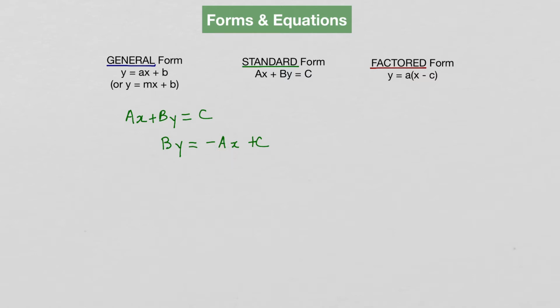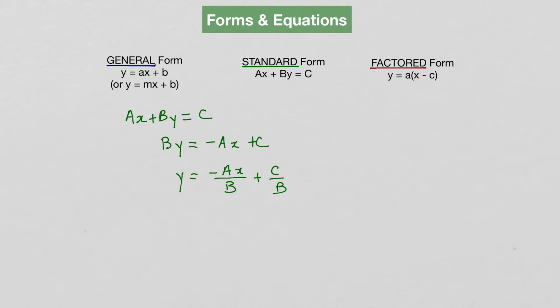Once you have that, then we need to divide the entire equation by b to get rid of b on the left side. So then what we get is y is equal to negative ax over b plus c over b.